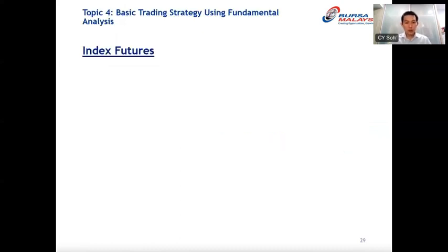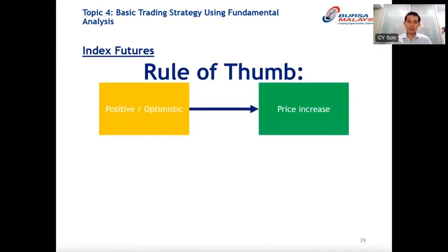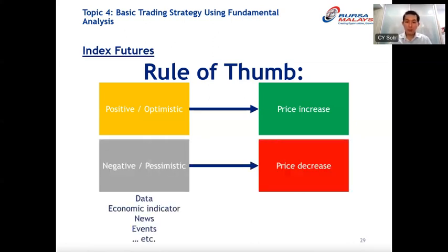Now let's go through the first thing first, which is index futures. The basic trading strategy is this. As a rule of thumb, when market participants see or expect the market to be positive or even optimistic, they will enter the market, causing the price to increase. On the other hand, when market participants see or expect the market to be negative or pessimistic, they would begin to exit the market or stay away from it. This would generally cause the price to come down.